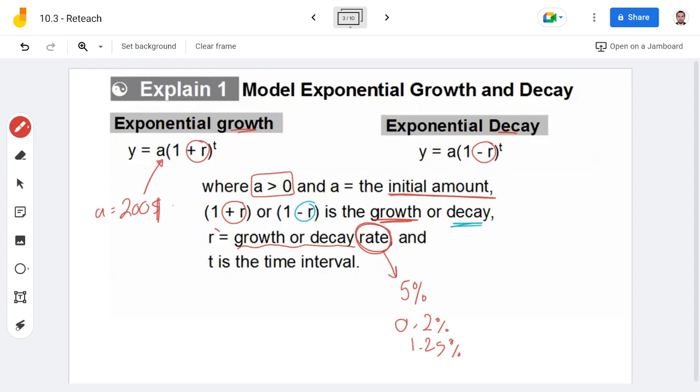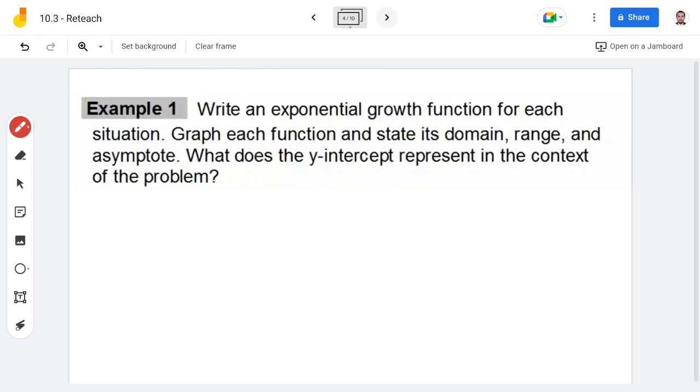And t, so this is r. And t, which is the last one, is the time interval, which means it may say 5 years, it can say 6 years or 7 months, it depends. Okay, now let's take some examples to understand how we can solve.